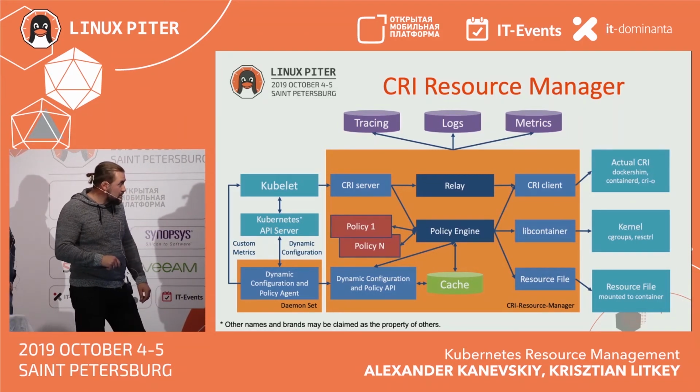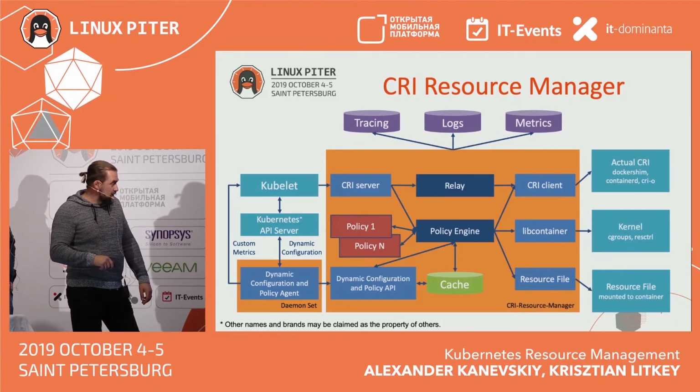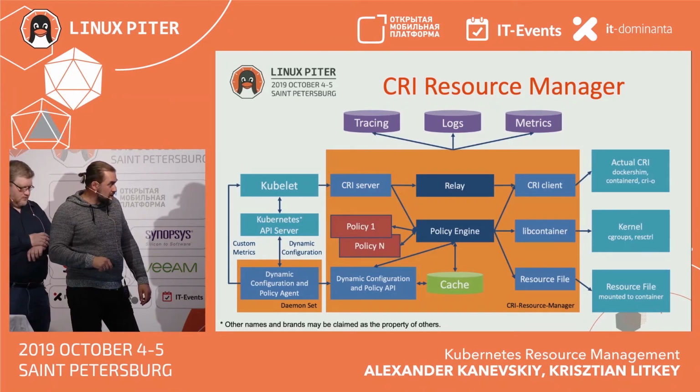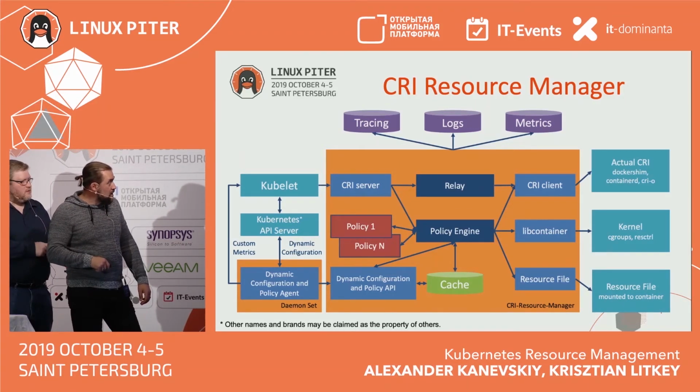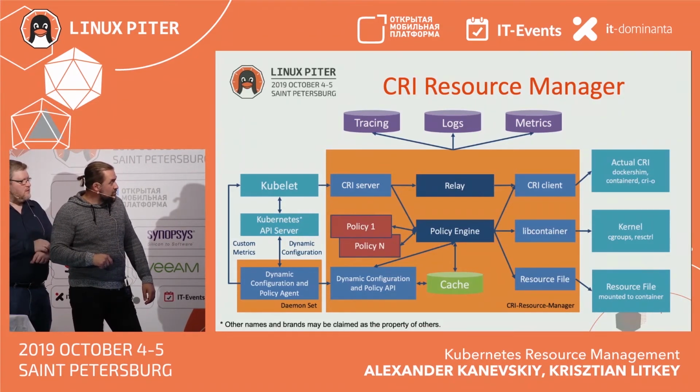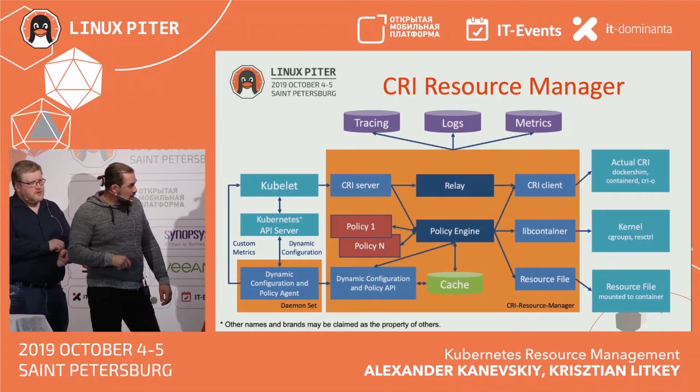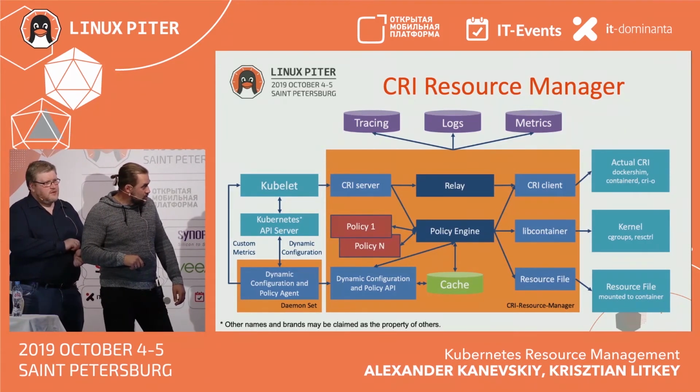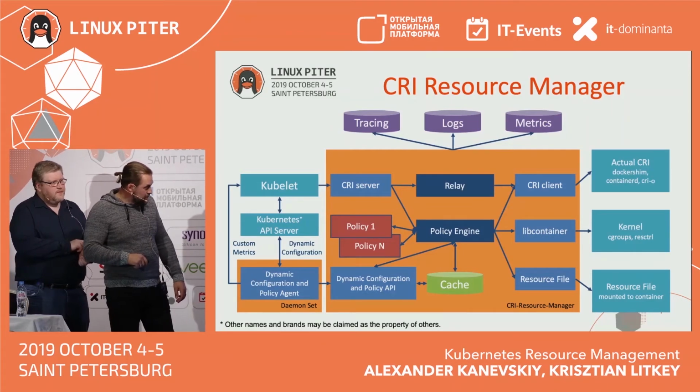So we have a configuration and external policy API. This interface is used to download configuration and configuration updates for the policies. For instance, we keep our policy configuration for every node in the cluster as a Kubernetes config map, and that config map is downloaded and put into the cache and then made available to the policies.